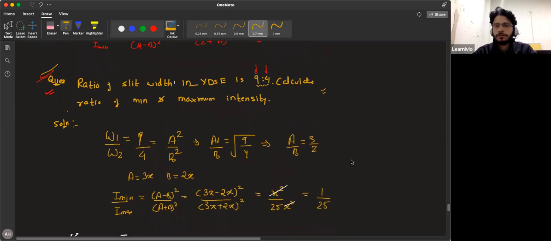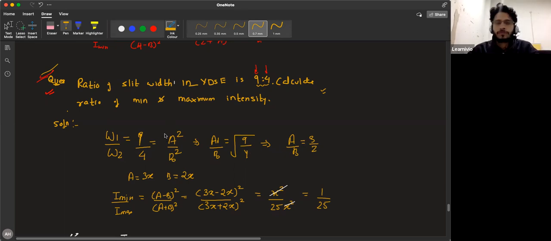Noah, Nabil, yes, sir. Note down the mistakes that you people were making. Sir, I took 9 as A and 4 as B. No, I took 9 as a square. See, 9 by 4 is equal to a square by b square. So a by b is 3 by 2. The ratio of the widths is not equal to the ratio of amplitude. Width is equal to the ratio of square of amplitude.